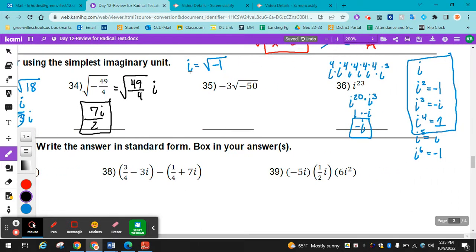Real before imaginary. The 3 square root negative under the radical becomes the i outside my radical. And then we break down 50, which is 2 times 25, and 25 is 5 times 5.